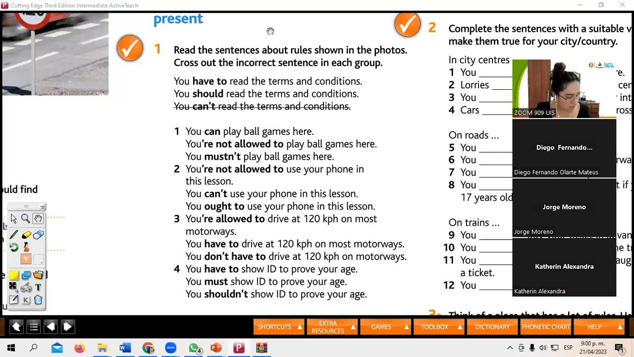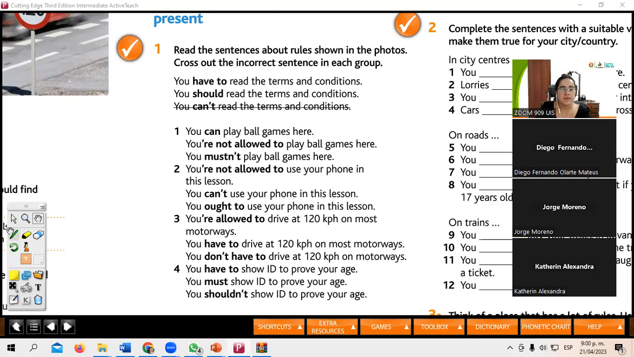Okay, guys, so we had 5 minutes to do the activity. Let's check all together. So for the first group of sentences: you can play ball games here. You are not allowed to play ball games here. You mustn't play ball games here. Which one is the incorrect? It doesn't belong.